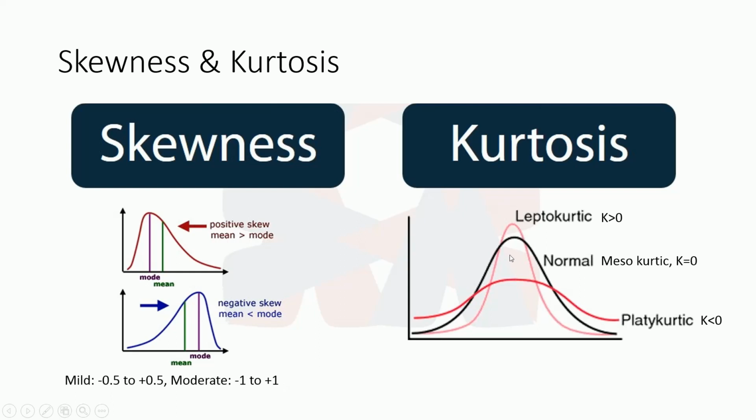Now, the other thing is kurtosis. Kurtosis is basically the peakedness of a curve, how peaked it is, or how pointy it is. So leptokurtic, as we can see, is the most pointy distribution of a given data, and then there is a k statistic that we calculate for that. So if it is more than 0, then that means that the distribution is leptokurtic. The normal or the mesokurtic curve normally has a k statistic of 0, and then we have a platykurtic, which is mostly a flatter curve, and in this case the k value is less than 0.